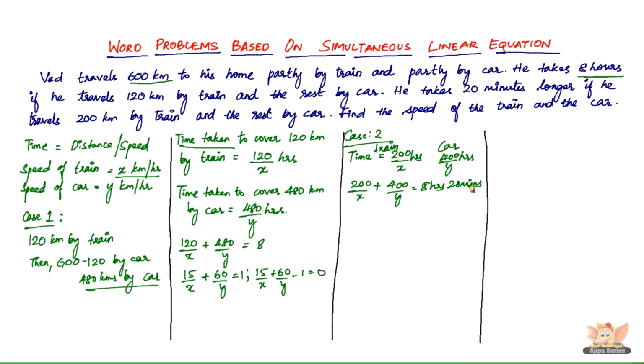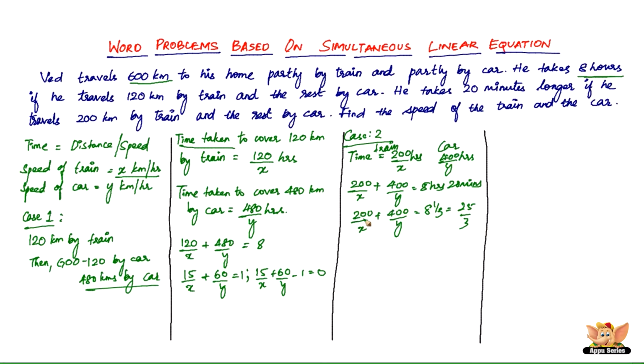So 8 hours and 20 minutes can also be written in fraction like this. 20 minutes is what? 1/3 of 60 minutes, because 60 minutes make 1 hour. So 8 1 by 3 is what we can write here. It's a mixed fraction, right? 8 1 by 3 is going to be 25 by 3. So this equation is equal to 25 by 3.